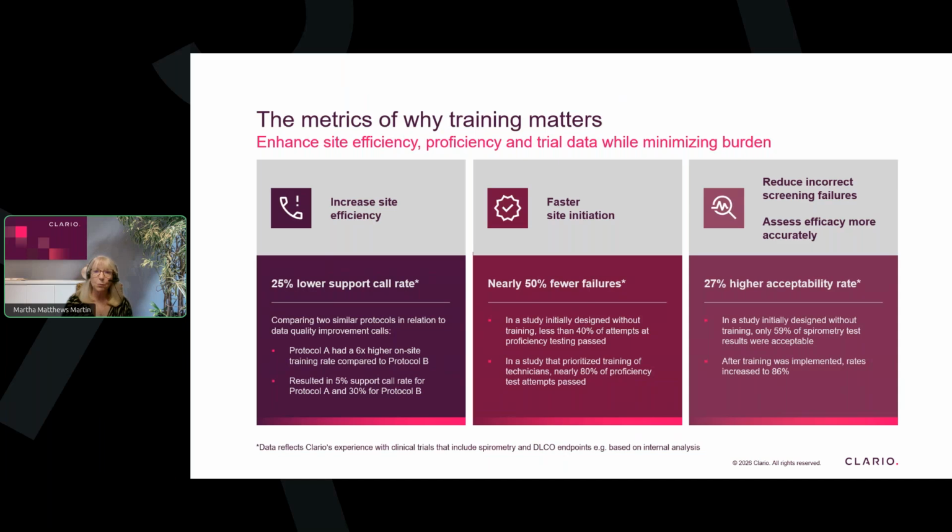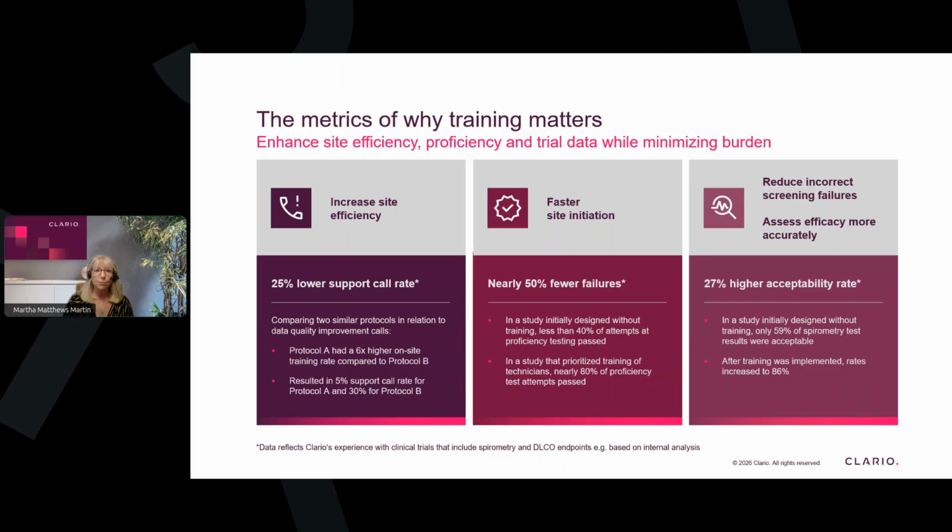So on the left, one of the measurements of, we think, efficiency and success is the call rate with which site personnel need to call into our customer care center for additional assistance. We looked at two different studies. We'll call them Protocol A and Protocol B. These were very similar in terms of demographics and clinical applications and so on.